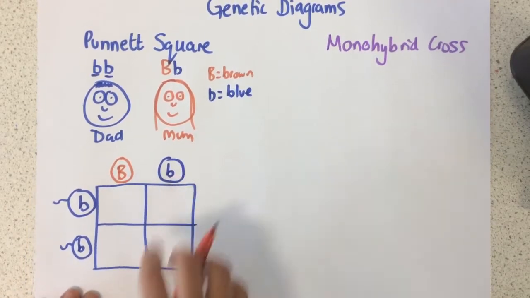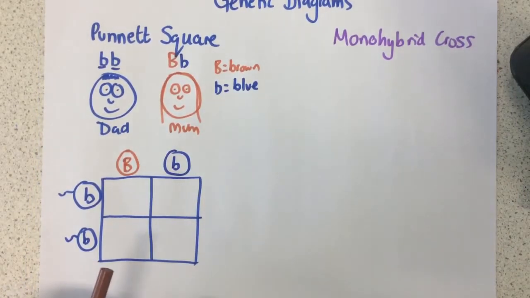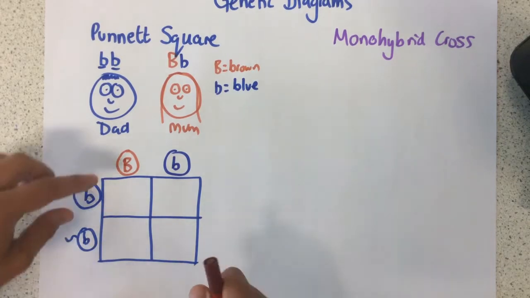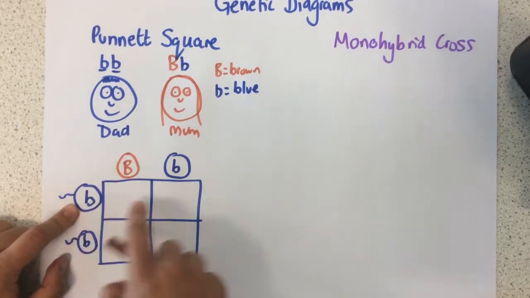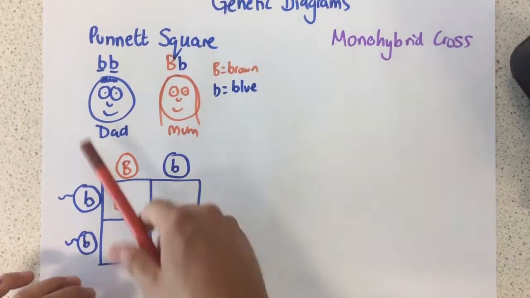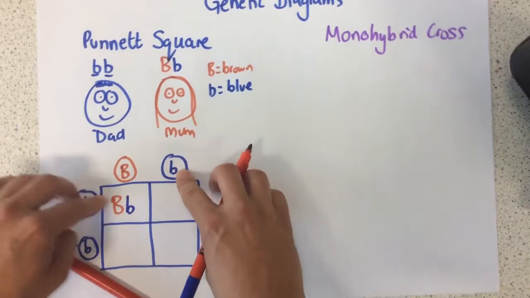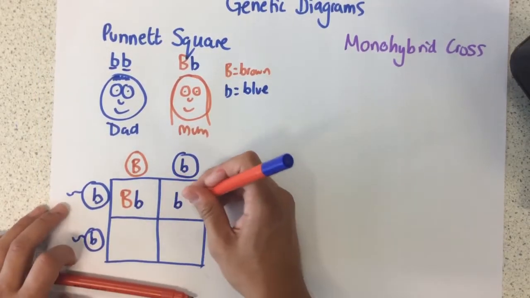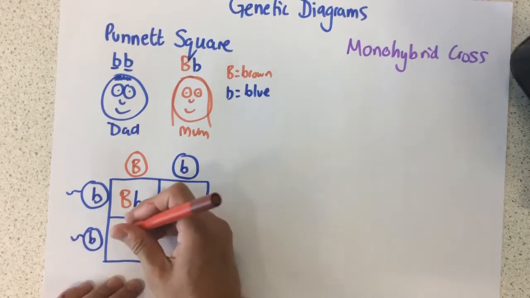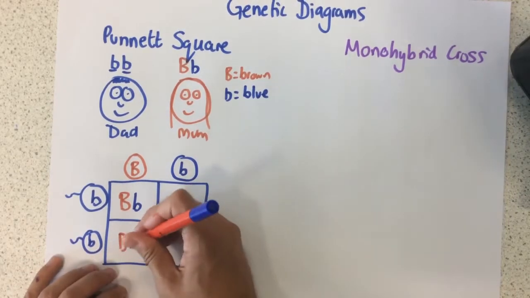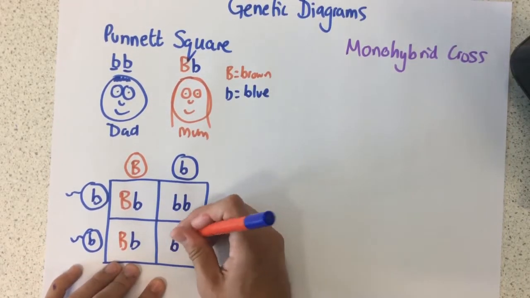So all we need to do now to complete the Punnett square is see the combinations of these different gametes. So if this sperm cell joins with that egg cell, we're going to have big B, little b. If this one joins with that one, we're going to have little b, little b. If this one joins with that one, we're going to have big B, little b. And if that one joins with that one, we're going to have little b, little b.